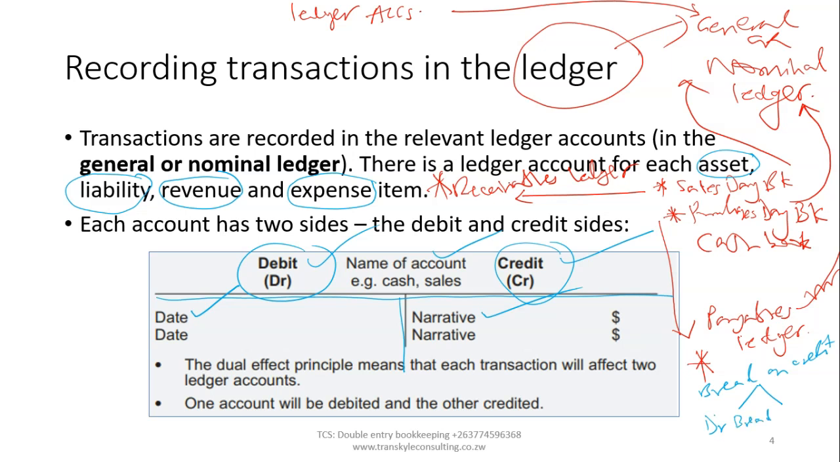But at the same time, we consider the bread as purchases. So we debit purchases, or we just say debit bread, and credit the supplier, who is a payable. So you can see that two accounts have been affected: the bread account and the payables account. That's the two effects we are talking about. So one account will be debited, the other credited.